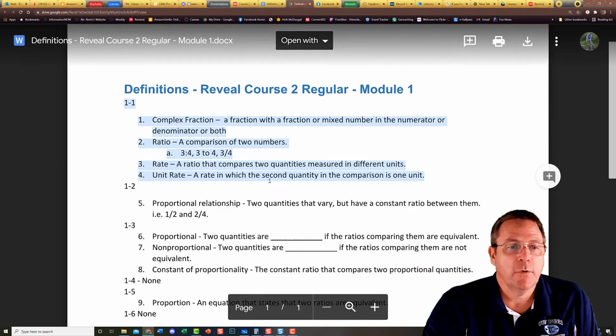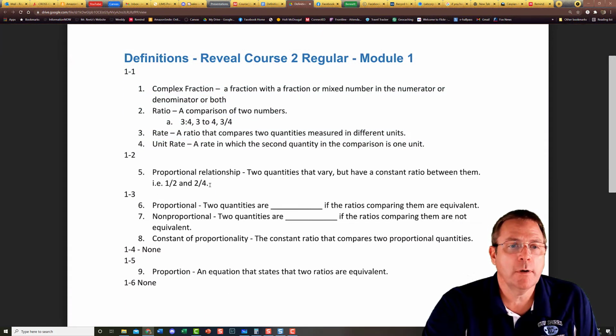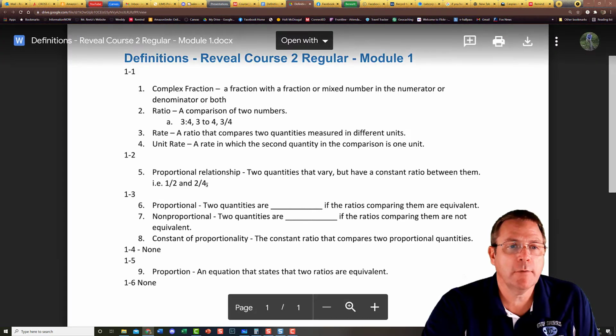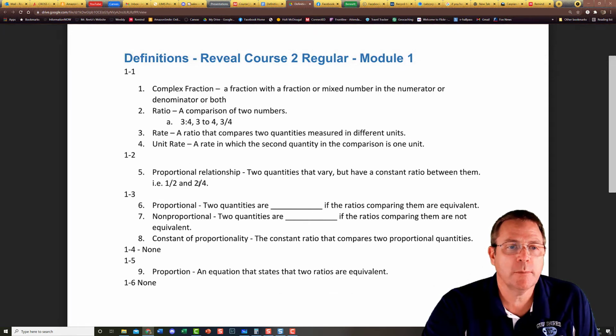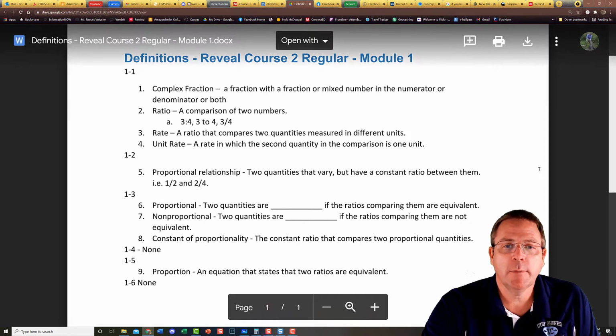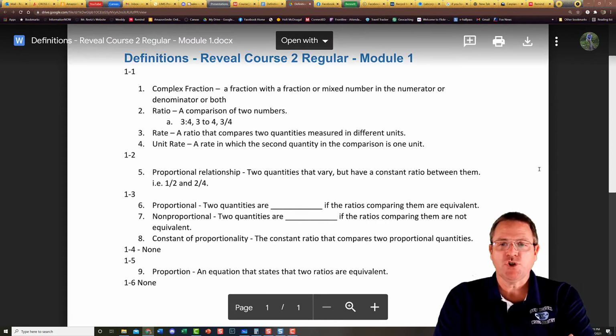I believe we got some vocab words for this one, just one. One vocab word you're going to need to write down: proportional relationship. Not letting me highlight it today, but that's okay. You can see it there. Make sure you get that vocab term written down. And now we are going to start on the lesson.